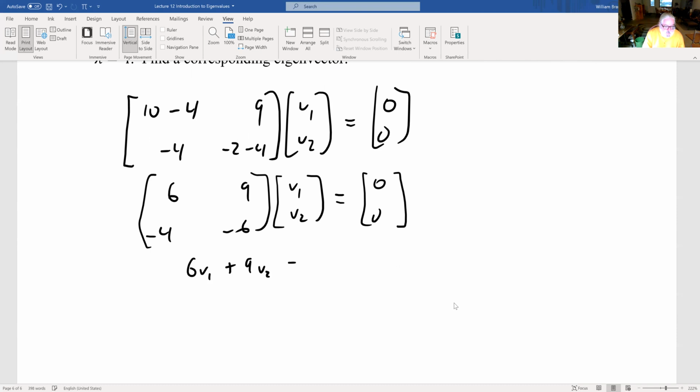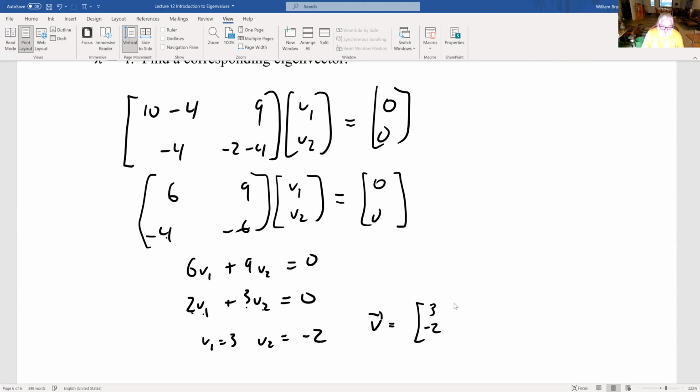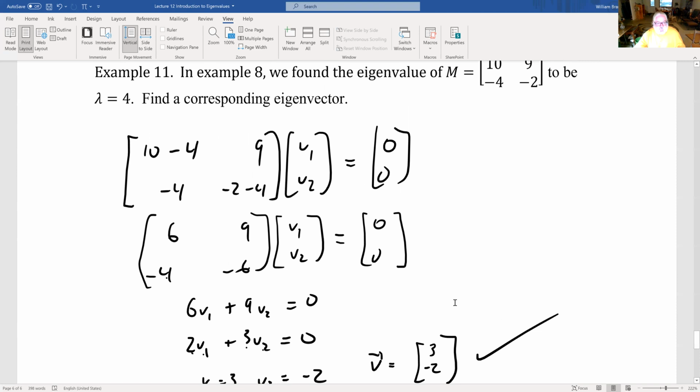6v1 plus 9v2 equals 0. You could take -4v1 minus 6v2 equals 0. I'll divide everything by 3, and I'll take v1 equal to 3 and v2 equal to -2, right? So if you take the number to be the other coefficient, you can get 0 pretty quickly. So this would be 6 minus 6. And there's our eigenvector that goes with this particular eigenvalue.